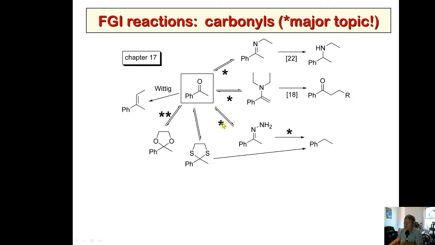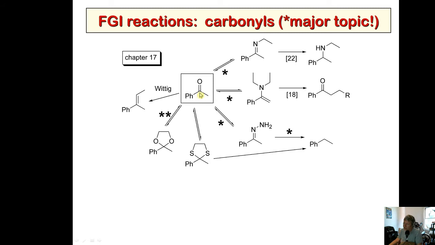And then of course we can do the Wolff-Kishner reaction, where hydrazine, NH2NH2, attacks the ketone, and then a cool little degradation mechanism gives us the alkane. We can also take a ketone and make a thioacetal, and then we can reduce it to an alkane. How do you do it? H2 plus something, Raney nickel. But we could also go backwards, deprotect back to the ketone.